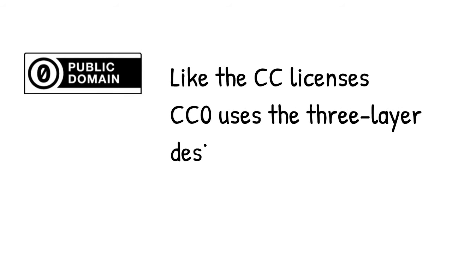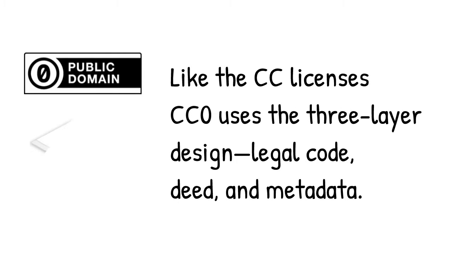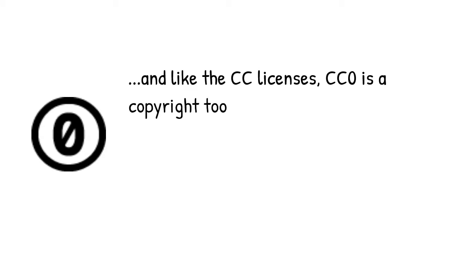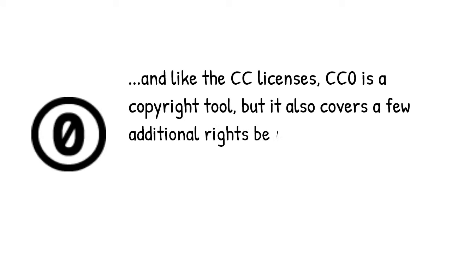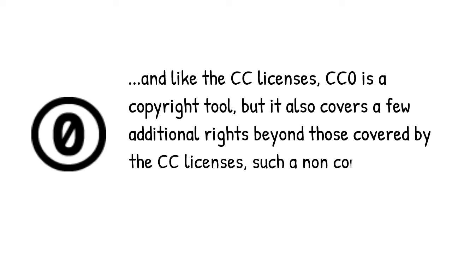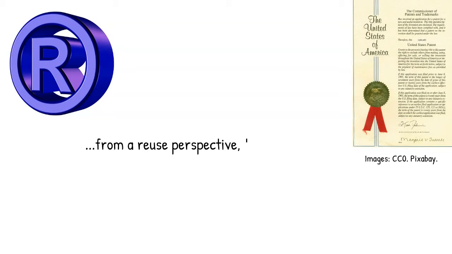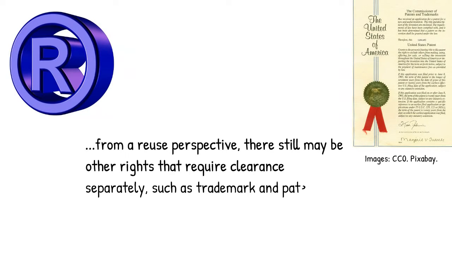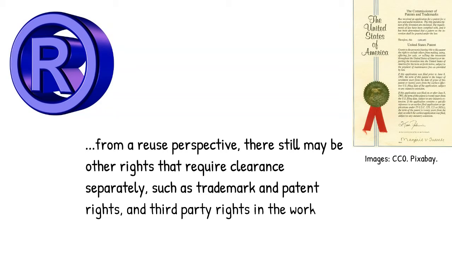Like the Creative Commons licenses, CC0 uses the three-layer design: legal code, deed, and metadata. And, like the Creative Commons licenses, CC0 is a copyright tool, but it also covers a few additional rights beyond those covered by the Creative Commons licenses, such as non-competition laws. From a reuse perspective, there still may be other rights that require clearance separately, such as trademark and patent rights, and third-party rights in the works, such as publicity or privacy rights.